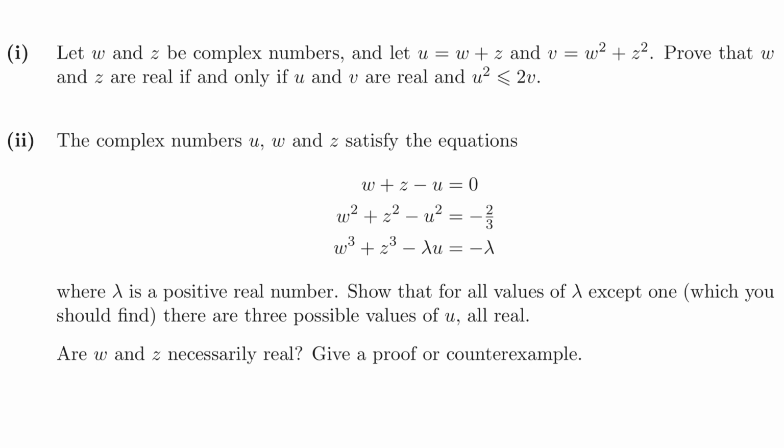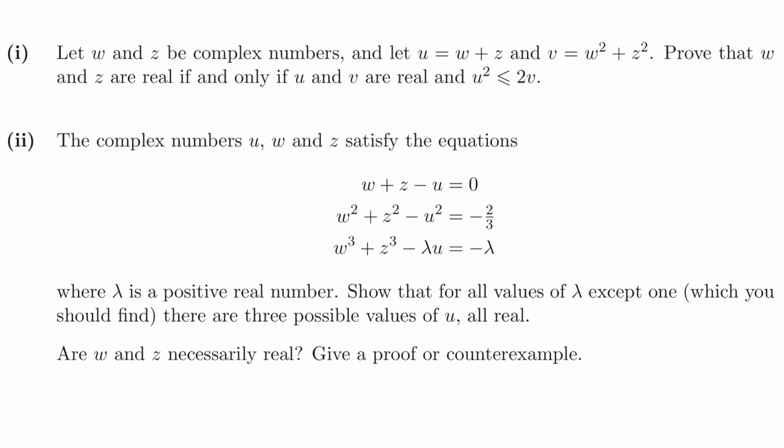Note that one side of this double logical implication has two components to it, the first being that u and v are real, and the second that u squared is less than or equal to 2v. And these must come together. In other words, they must both be shown to be implications of w and z being real, and in the other direction they must both be assumed. And the idea is then to show that both of them together imply that w and z are real.